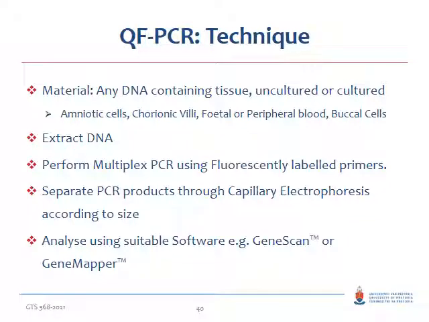So here is the technique a little bit more in detail. Any DNA can be used, cultured or uncultured, and you can use any type of cell: amniotic cells, chorionic villi, blood, or buccal cells. The DNA is extracted. You then perform a multiplex PCR reaction with fluorescent labeled primers. These products are then separated through capillary electrophoresis according to size. It's thereafter analyzed by software such as GeneScan or GeneMapper.